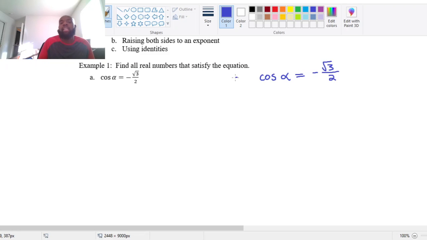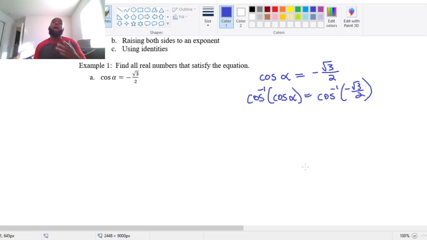What we could do is take the cosine inverse of both sides of this equation. I'm actually going to do it in the next step so that I can do the cosine inverse of both sides. So I have the cosine inverse of the cosine of alpha equals the cosine inverse of negative square root of 3 over 2. Now, the problem with this method here, right? Well, we know that cosine inverse and cosine kind of cancel. But remember that the cosine inverse function has a range that is restricted, right?